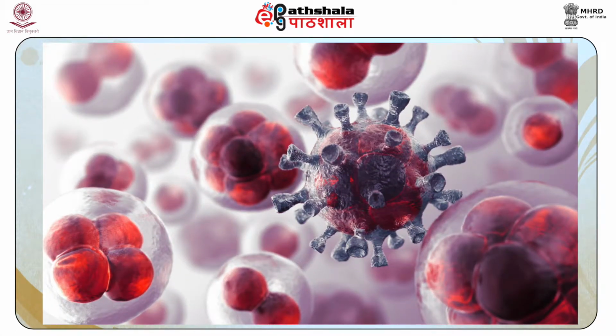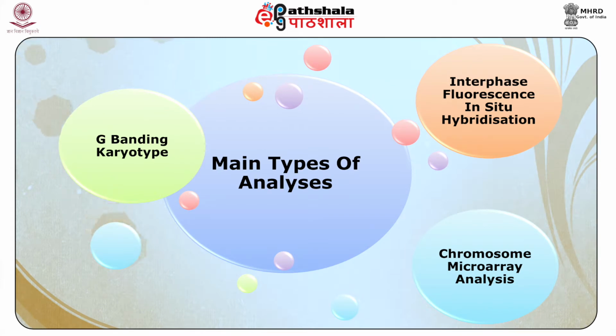Information about genetic abnormalities in cancer patients can be particularly useful for establishing a diagnosis, for disease classification and monitoring, as well as for treatment decisions. There are some examples of the main types of analysis performed in the laboratory: G-banding karyotype analysis, interphase fluorescence in situ hybridization, and chromosome microarray analysis.